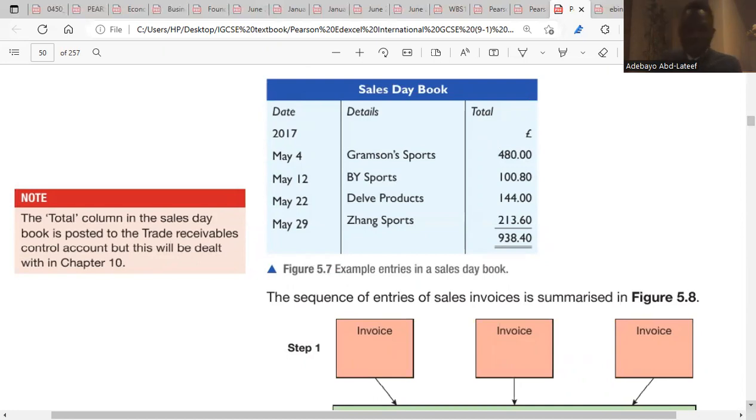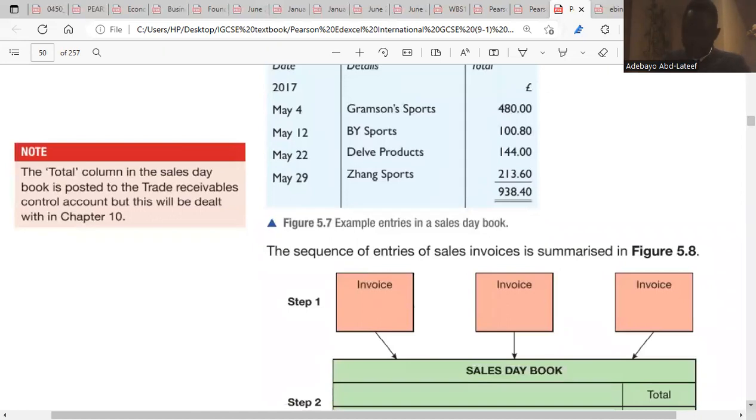The details will be revenue or sales. Is it clear? So for Gamson Sports, you open the Gamson Sports account. Under the date, the date of the invoice, which is May 4, the details, which is revenue, then the amount of the invoice, which is 480. Then the next one is BY Sports. The same way you do that. Under the trade receivable ledger, you have the BY Sports account, May 12, the details will be revenue, then the amount will be $100.80. Then you open Delft products: date May 22nd, details revenue, amount 144. You write it on the debit side.